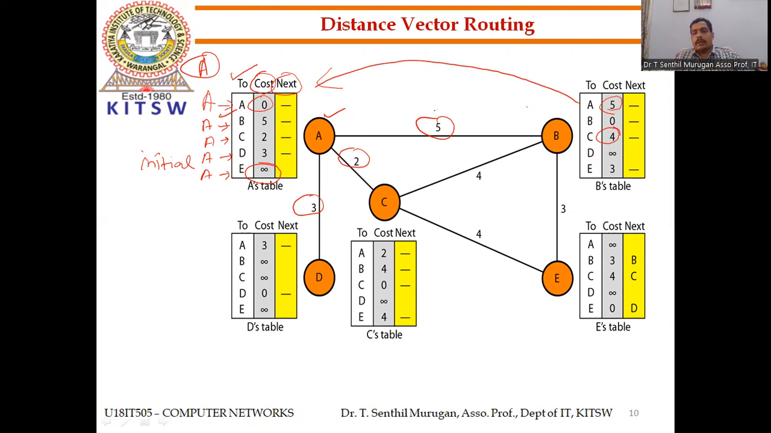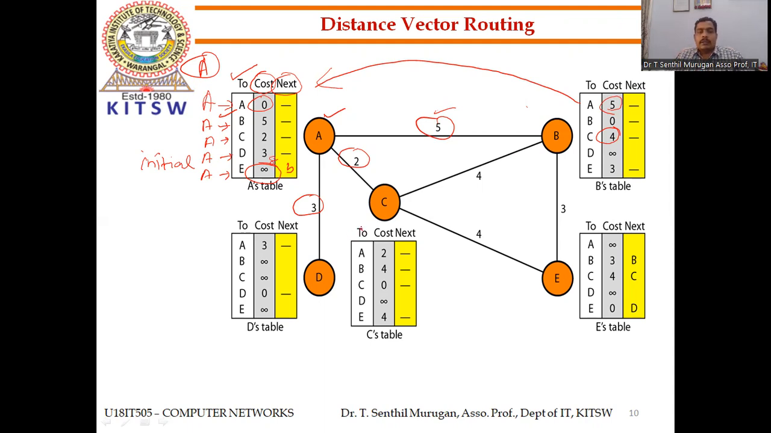So 3 means already A to B 5 plus 3, 8. So what happened initially after sharing this, it will update here 8 through B. Okay. So once it is getting the B table, it will update its routing table as 8B.